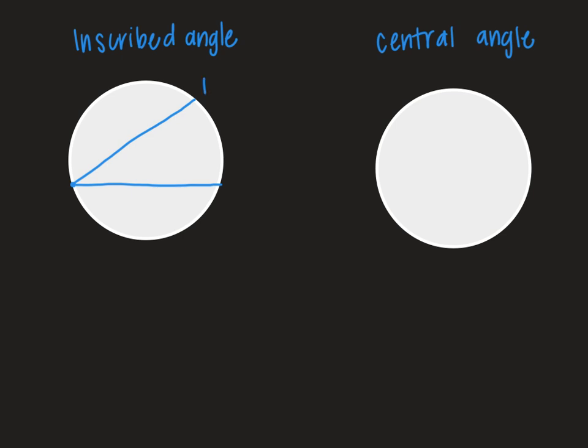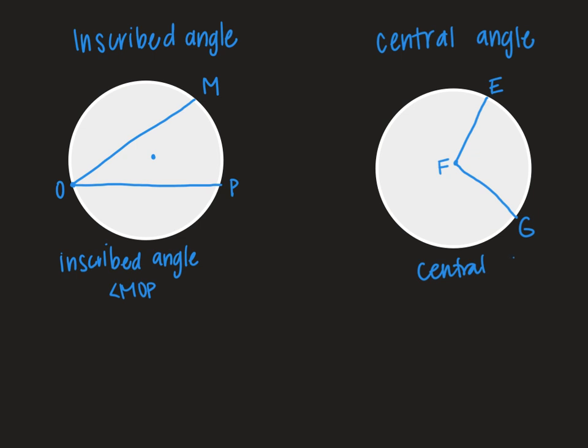So say this was angle MOP. The inscribed angle would be MOP. For a central angle, it has to come from the very center of the circle, and the legs of this angle would be the radii of the circle. So say this was angle EFG. So this central angle is EFG.